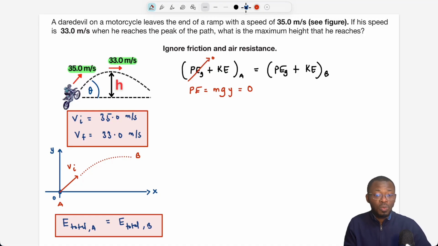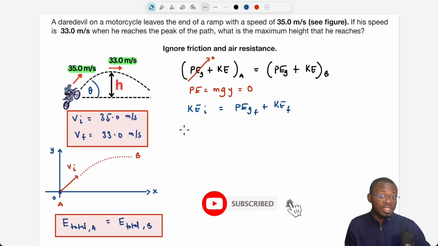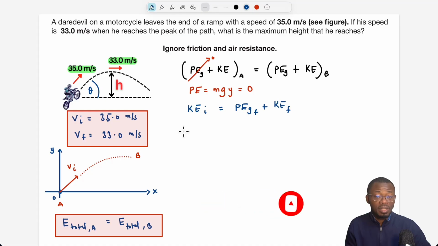So let's see what comes out of this equation. Now we have the kinetic energy at point A, which I call the initial. It should be equal to the gravitational potential energy at point B, final, plus the kinetic energy final, that is at point B. And what is kinetic energy? Kinetic energy is the energy possessed by a moving object. So if the velocity is 0, then there is 0 kinetic energy.